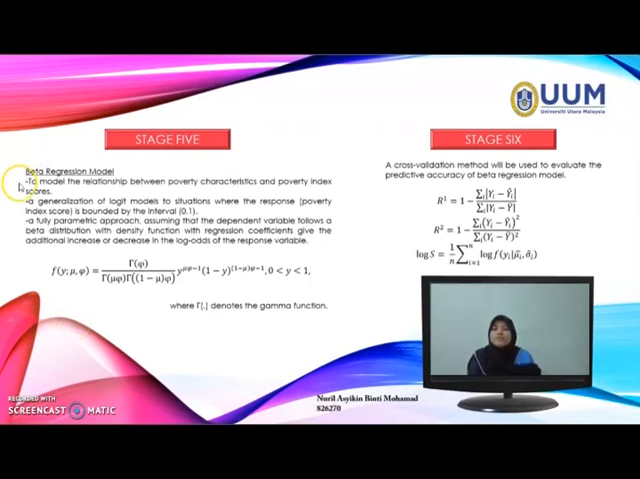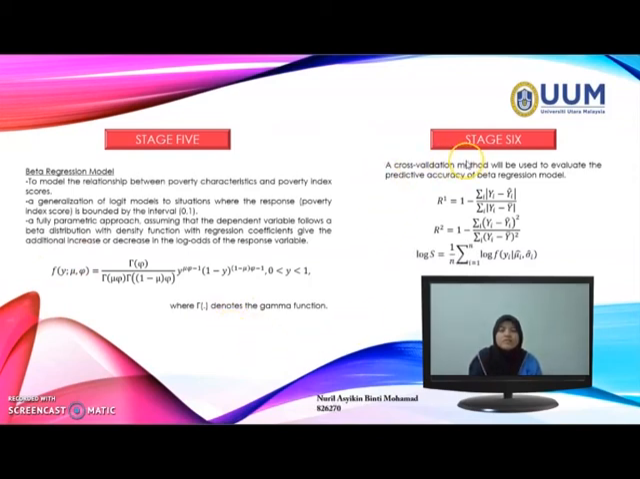Okay, we move to the fifth stage. We will use the beta regression model to model the relationship between poverty characteristics and poverty index scores. It is a generalization of the logit model to situations where the response, which is the poverty index score, is bounded by the interval 0 to 1. It is a fully parametric approach assuming that the dependent variable follows a beta distribution with a density function, with regression coefficients giving the additional increase or decrease in the log odds of the response variable. By using this formula, we will model the relationship.